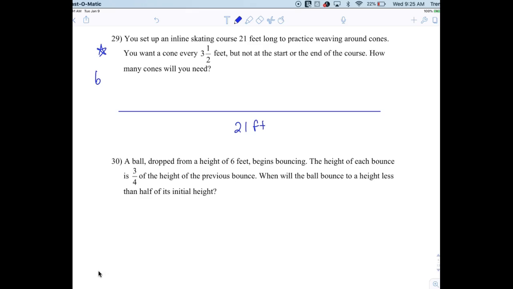Now, generally, when you're setting up a course, you can put a cone at the first stop and a cone at the end. That's why you have to be careful. So here it says you set up an inline skating course 21 feet long to practice weaving around cones. You want a cone every 3.5 feet, but not at the start or the end. Now you're just setting up the course. So if this is 21 feet, this right here is my beginning, and this down here is my end, 21 feet, way down here.